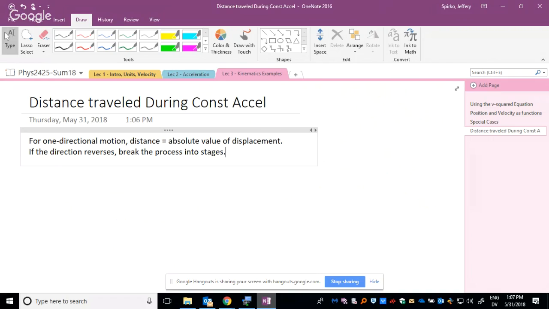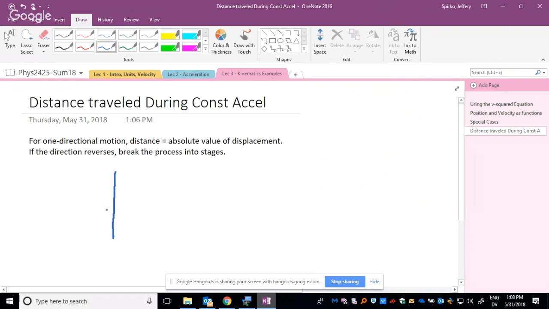What you need to do is break the process into stages. So what do I mean by that? I can explain myself best with a graph. So let's do x versus t. And let's say that we have a process that's a parabola. And we're trying to find the distance traveled from t equals 0 to this t sub final here.